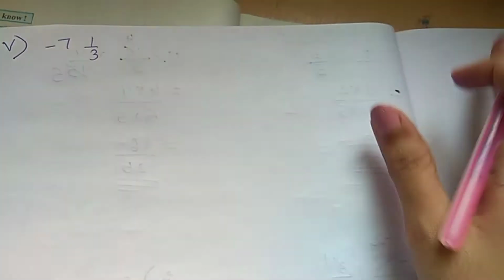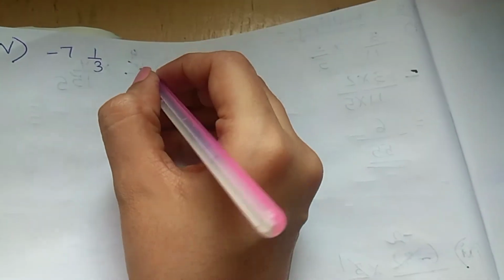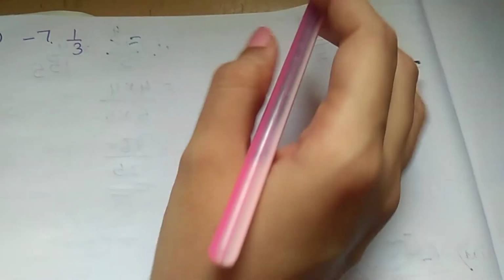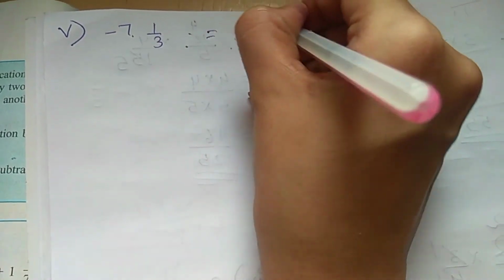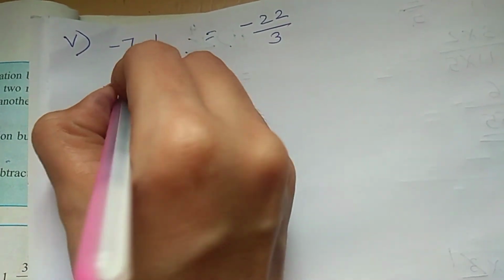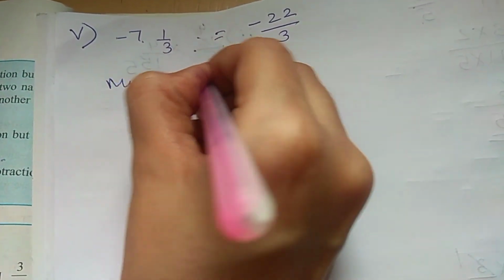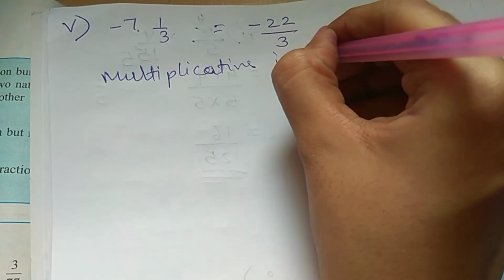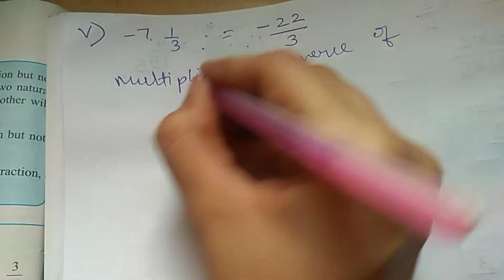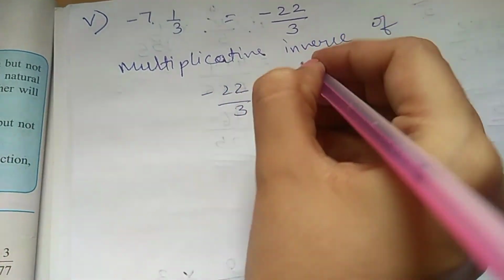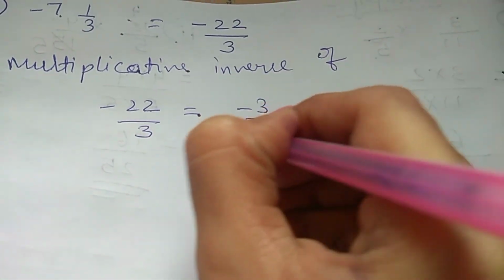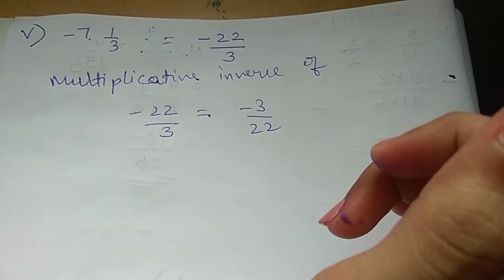Last one, minus 7 1 by 3. Now this we have to first convert. So 3 7s are 21 plus 1, 22. So minus 22 upon 3. Now let's write its multiplicative inverse. Minus 22 by 3 is minus 3 by 22. So we are done.